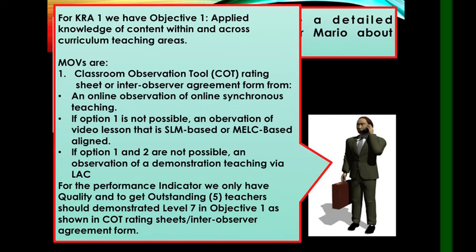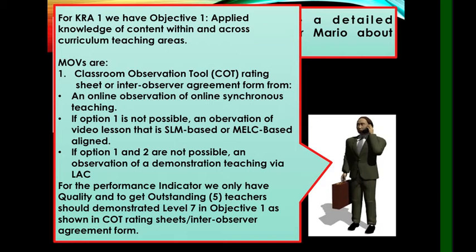So for the performance indicator, before we had efficiency, quality, and timeliness, but for Objective 1, we only have quality. And to get an outstanding grade of 5, teachers should demonstrate level 7 in Objective 1, as shown in the COT rating sheet or inter-observer agreement form. By the way, we only have 3 indicators for the COT. We have Objective 1, Objective 5, and Objective 7 that I'll tackle later on.